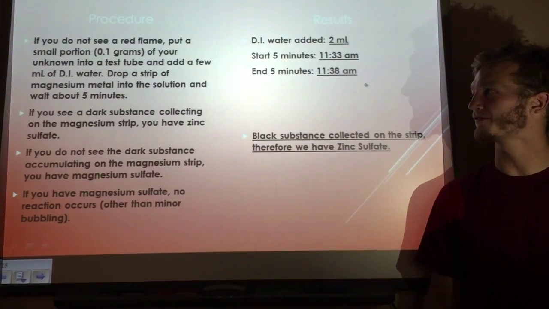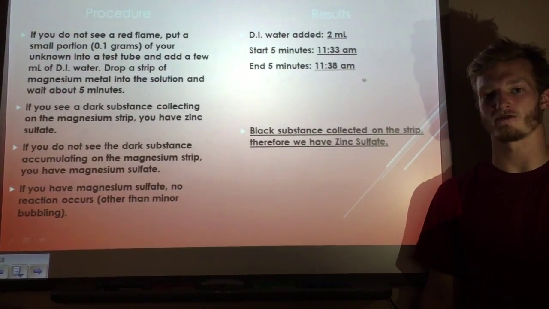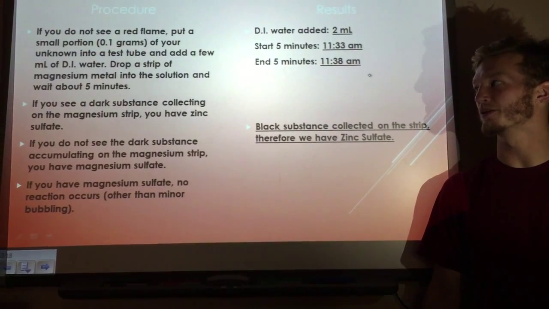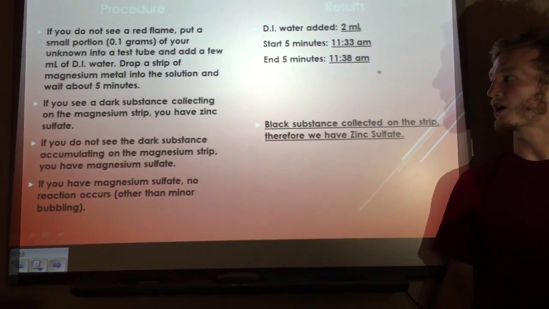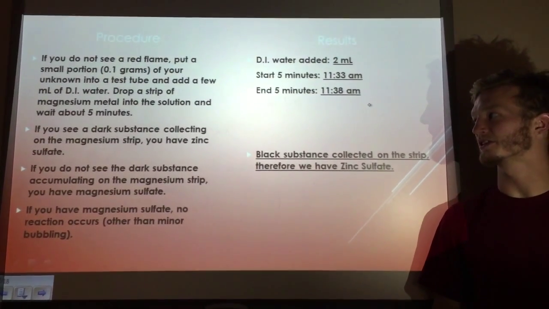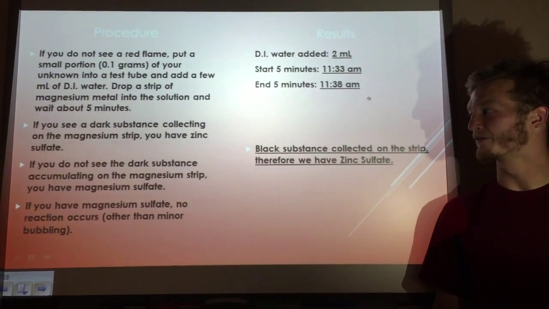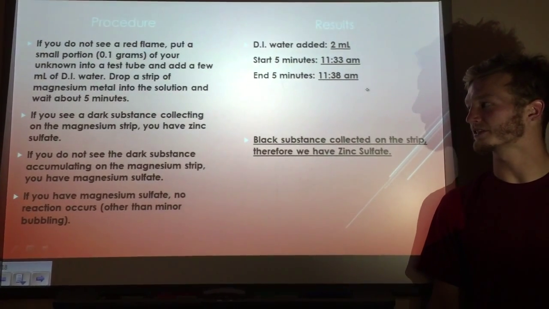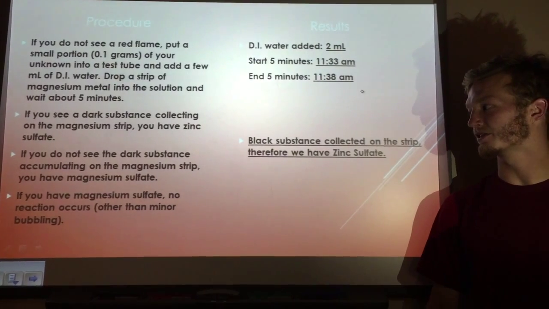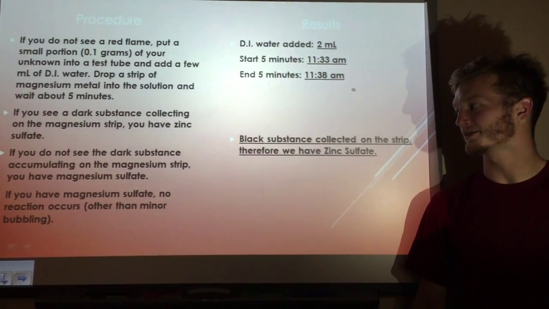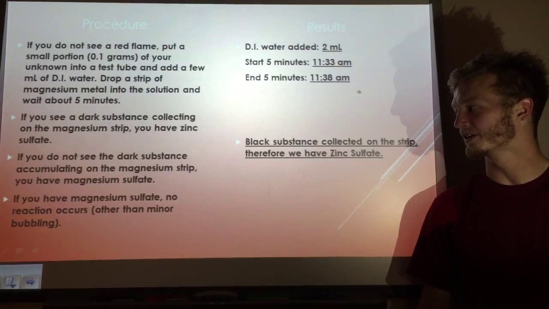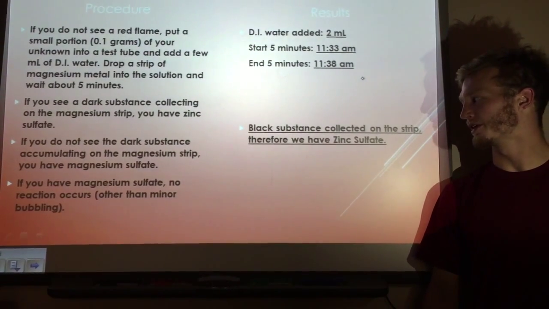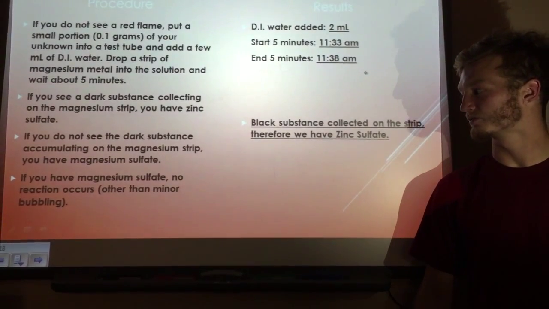If you do not see a red flame, put a small portion of around 0.1 grams of your unknown into a test tube and add a few milliliters of DI water. Drop a strip of magnesium metal into the solution and wait about 5 minutes. If you see a dark substance collecting on the magnesium strip, you have zinc sulfate. If you do not see the dark substance accumulating on the magnesium strip, you have magnesium sulfate. We did have a black substance collect on the strip, and therefore we had zinc sulfate.